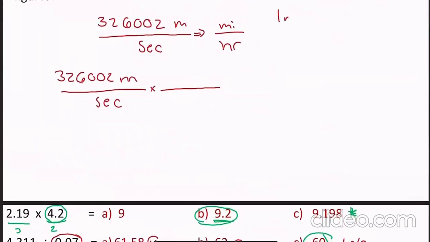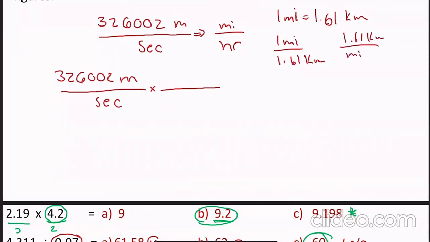One mile equals 1.61 kilometers. So I'm going to get two conversion factors from this. I'm going to get 1 mile over 1.61 kilometers, or 1.61 kilometers per mile. And then we had another definition of 1,000 meters is equal to 1 kilometer, or 1 kilometer is equal to 1,000 meters.